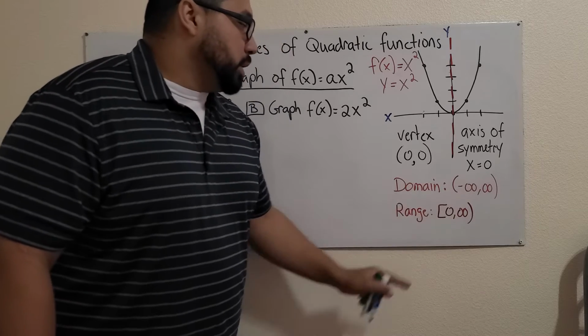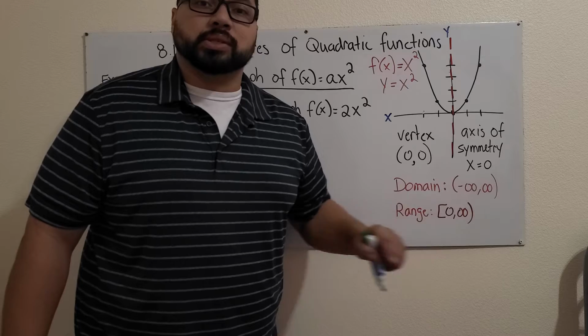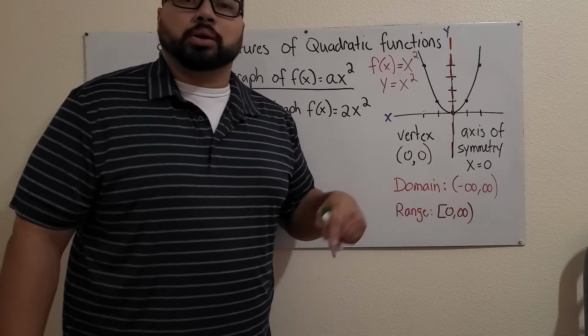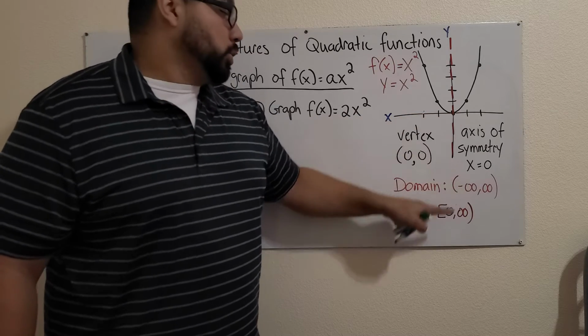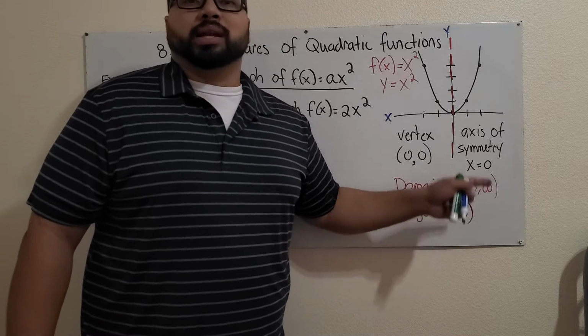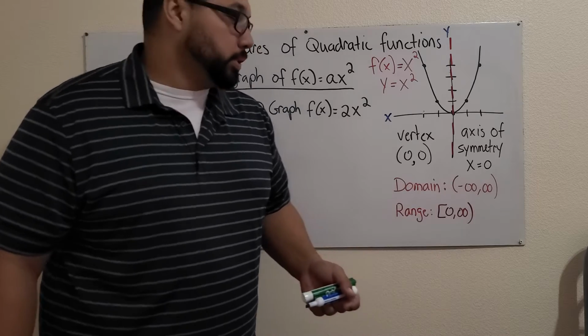Now, for those of you asking, how come 0 has this bracket and infinity sign has a parentheses instead? Bracket means it's part of your graph. It's a point on the graph. And if you notice, 0, 0 is a point on my graph. So any point that's part of your graph will always get a bracket. The infinity sign will always get a parentheses because it's not just one point, it's many, many points, okay?